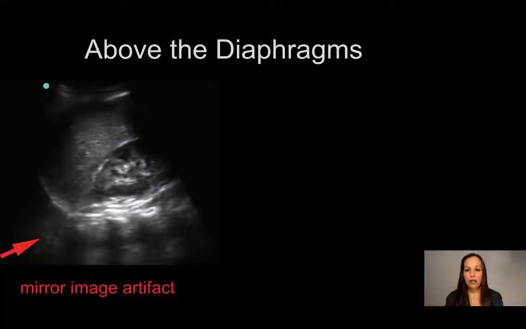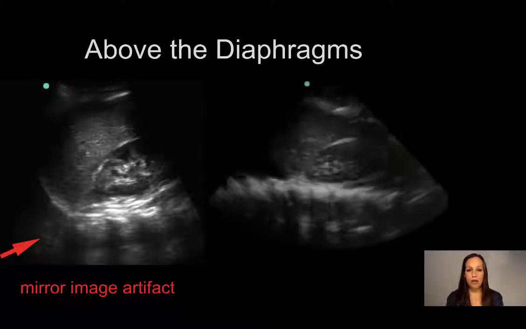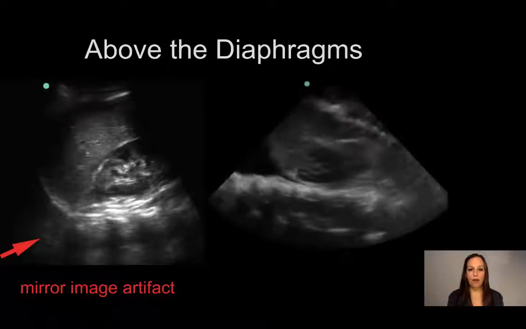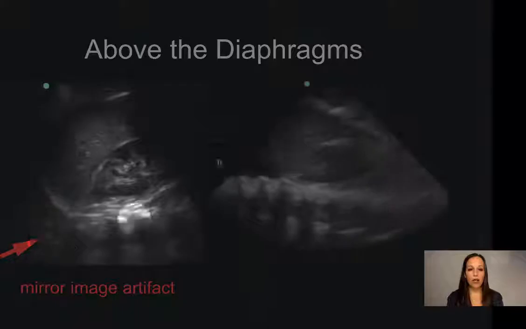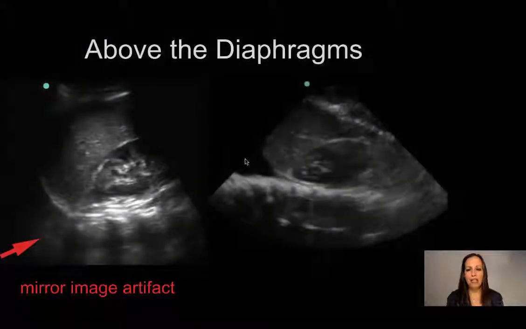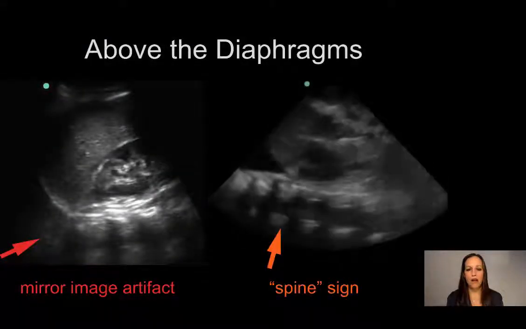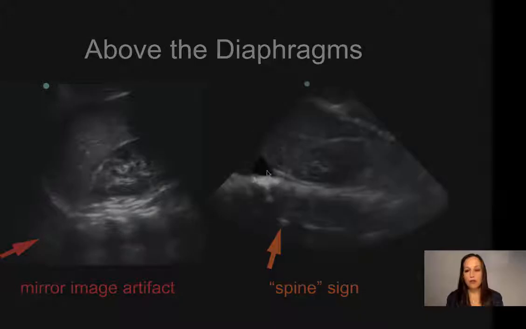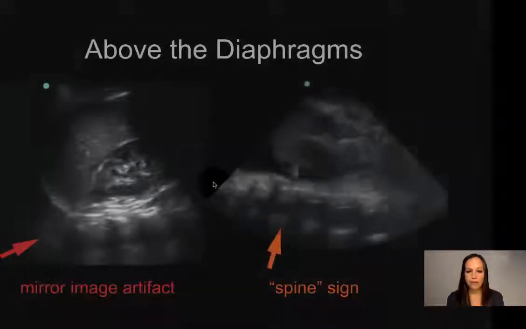Now, when we have fluid in the thorax, we have loss of that mirror image artifact. We have dark fluid here. We no longer have the mirror image artifact, but we also see something called the spine sign. The spine continues superior to the diaphragm and continues because there's fluid there acting as an acoustic window.